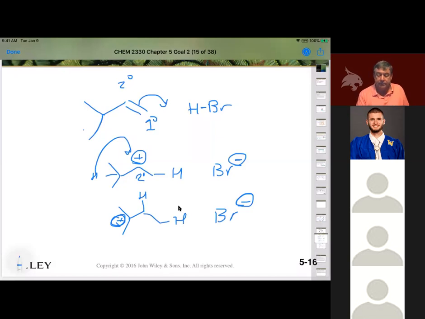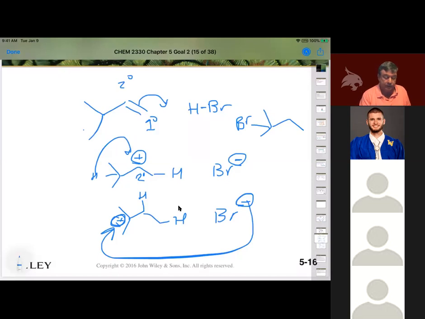So our last step is going to be reacting our Lewis base with our Lewis acid to generate our final product, this addition. Notice our original double bond was between these two carbons. But because of the transfer to the more stable tertiary carbocation, our bromine actually added one carbon over.